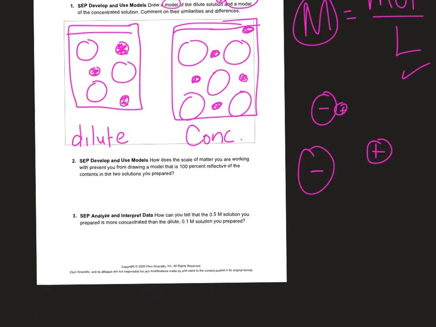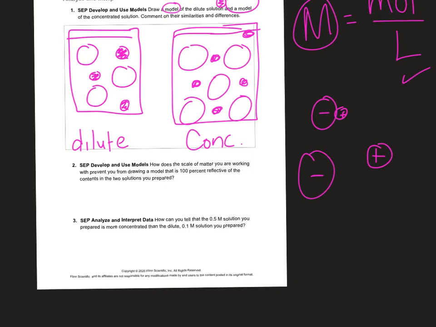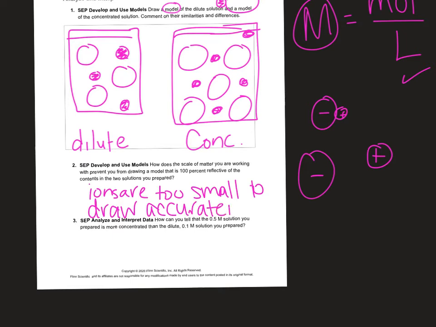Number 2 says, how does the scale of matter you're working with prevent you from drawing a model that's 100% reflective of the contents in the 2 solutions? Well, we've been dealing with this all year, right? Ions are super tiny, right? So ions are too small to draw accurately, meaning the same exact number that should be in solution.